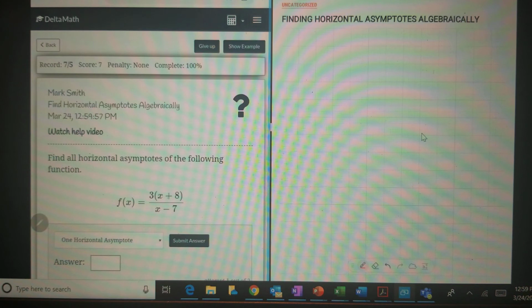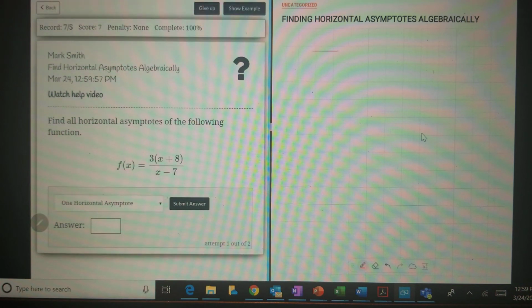All right, and here we have 3 over x plus 8, and we have an x minus 7 in the denominator. Without even calculating, I notice right away that the exponents are equal. So the exponents are equal. Both of these have a 1. We don't really say it, but there's a 1 there.